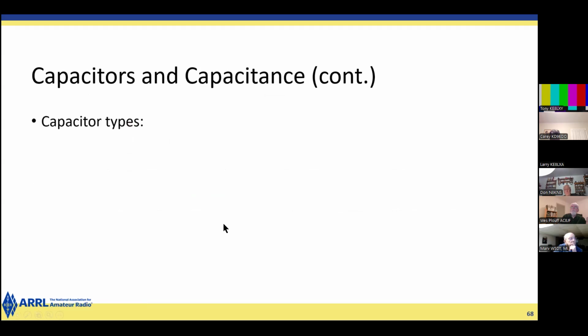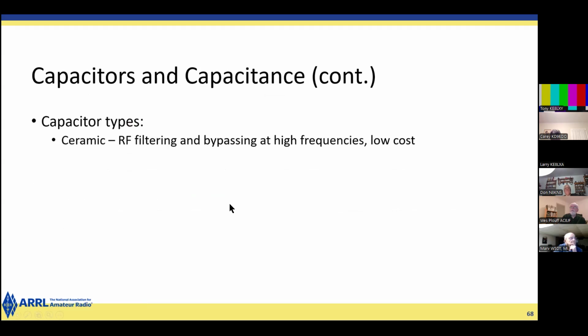So let's see. Capacitor types. Ceramic capacitors are good for radio frequency filtering and bypassing at high frequency, basically filtering out radio frequencies. They are low cost, but they tend to have wider tolerances than some other types. Plastic film capacitors are generally used in low radio frequencies and for audio circuits.